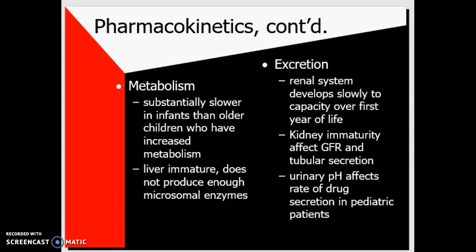So when we look at excretion, the renal system develops slowly and it reaches its capacity over the first year of life. So the kidneys are immature, and that kidney immaturity affects the glomerular filtration rate. We abbreviate that as GFR, the glomerular filtration rate, and the tubular secretion. So as a result of immature kidneys having a lower GFR and tubular secretion, what happens is that we have a different urinary pH. And that means that they're not able to concentrate urine. So that affects the rate of drug secretion or excretion in the pediatric patient.